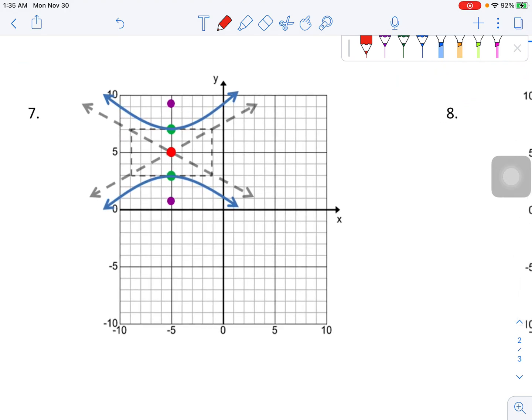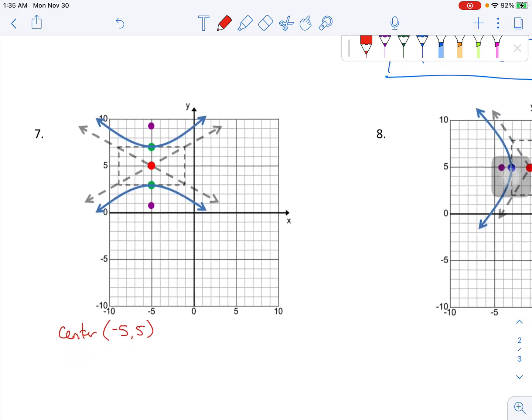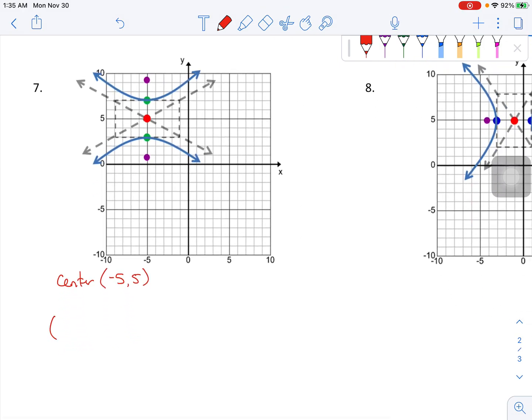Let's see, we've got a graph that opens up and down. So that's going to be y squared. All right, so let me give my center first here. The center, what is that, (negative 5, 5). All right, so we want y first. So (y minus 5) squared over something minus (x plus 5) squared over something is equal to 1.